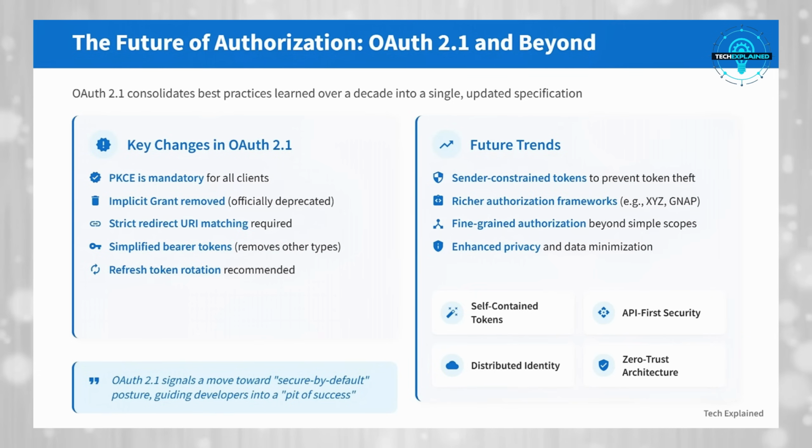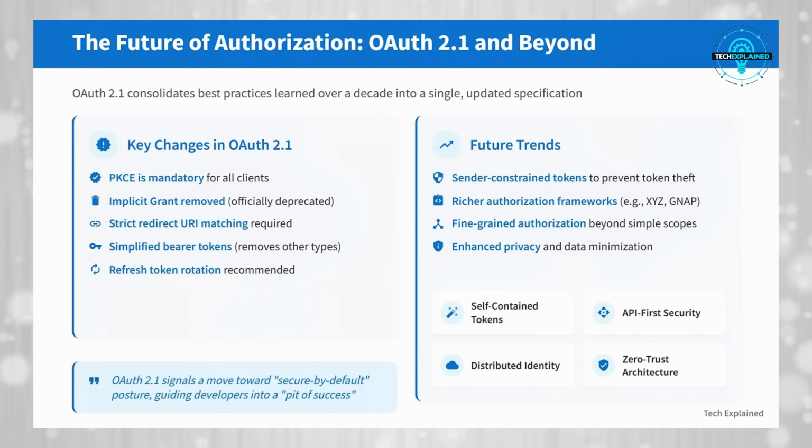The key changes proposed in this draft include making PKCE mandatory for all clients, including confidential ones. This provides a consistent, high level of security for the most common flow. The specification formally deprecates and removes the insecure implicit grant, addressing a common source of vulnerabilities. It explicitly states the requirement for exact string matching of redirect URIs, eliminating ambiguity that has led to security issues.